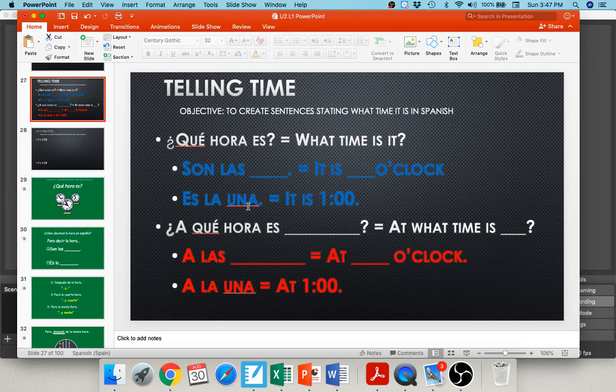Now, instead of saying it's a certain time, if we want to say something happens at a certain time, we're going to use for 1 o'clock, a la una. For any time other than 1 o'clock, we're going to use a las and the number. So a la una, it happens at 1. La fiesta empieza a las dos. It happens at 2, a las dos. Or a las tres, a las cinco, a las siete. Any time other than 1 o'clock, we'll use a las, and 1 o'clock we'll use a la una.